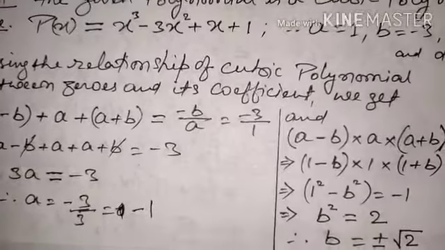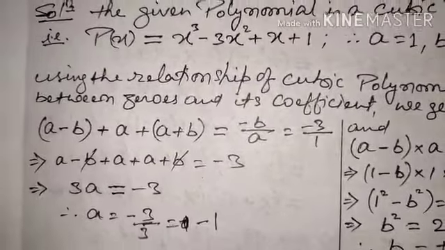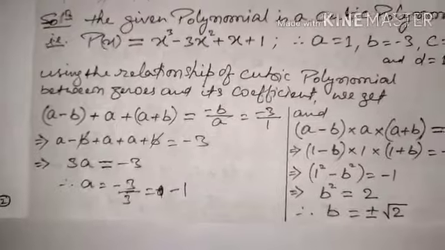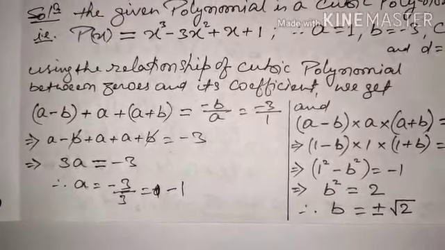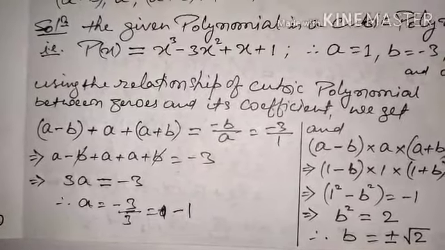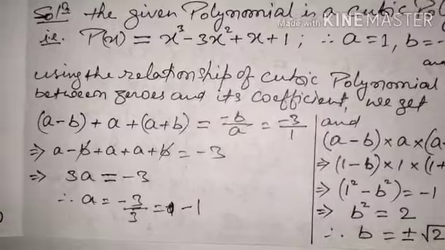Okay, now using the relationship of cubic polynomials between zeros and its coefficients, we get, now I'm going to use two relationships. Actually there are three relationships between zeros and coefficients, because this is a cubic polynomial, but here we can use only two and we can get the answers. So first I'm going to use alpha plus beta plus gamma, the sum of the zeros, which will be equal to minus b by a.